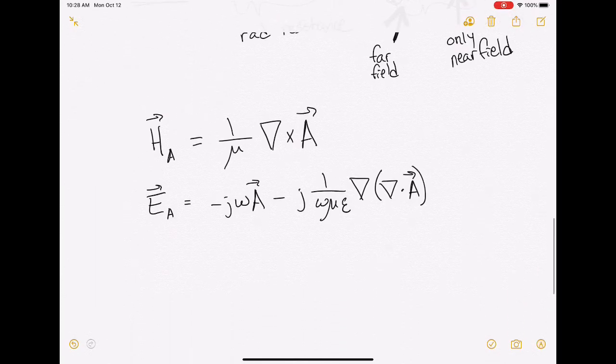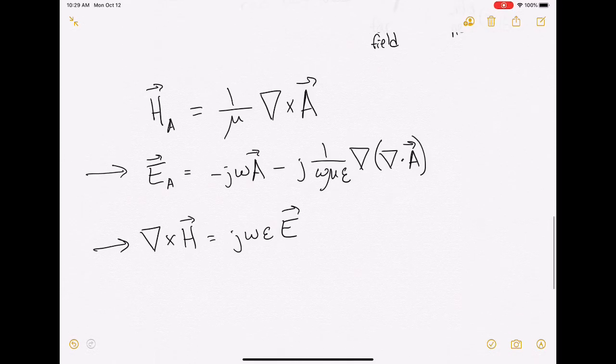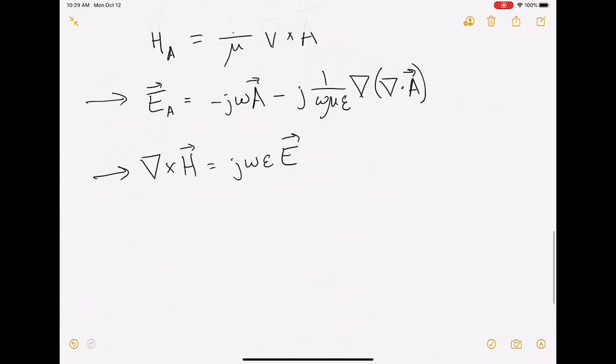Or you can find the electric field from the magnetic field. That's the thing I like to do, because then you just end up doing a curl 2 times, because we remember from Ampere's law that the curl of H is j omega epsilon times E. So either one of these 2 ways are the ways to find the electric field, if you know either the magnetic field or the magnetic vector potential.